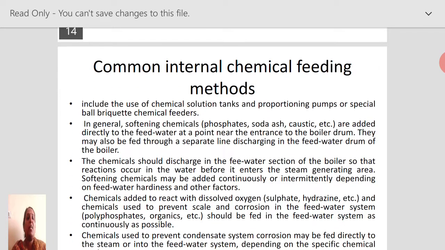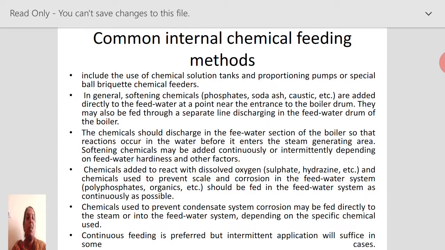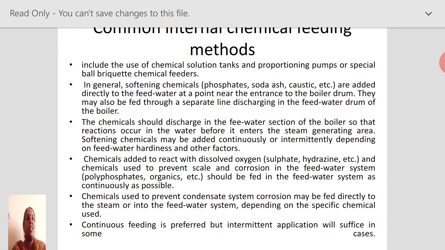So what are the other common internal chemical feeding methods? As we already said, one is a pump, which we can employ. Other than that, we can go for using some chemical feeders. There are ways where we could do this feeding. It can be done either intermittently or continuously. If we are feeding softening chemicals like phosphate, soda ash, caustic soda, etc., it can be done either continuously or intermittently depending upon the feed water hardness and other factors.